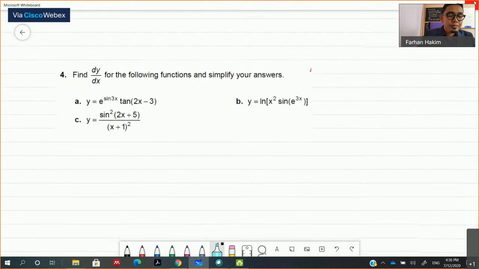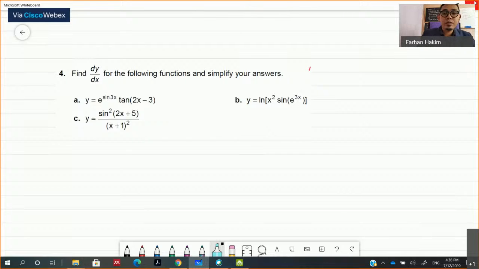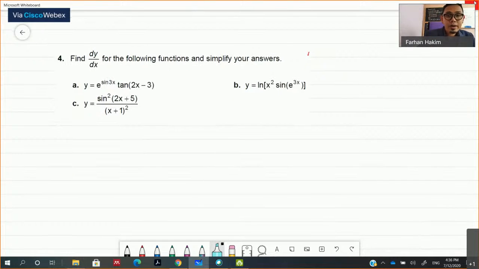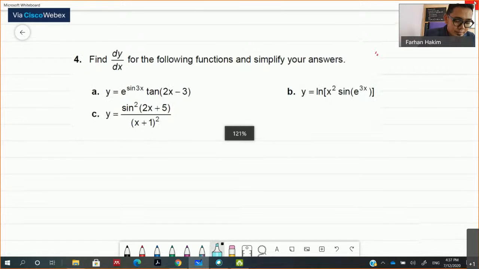Right, and then we have the techniques for differentiation of the trigonometric functions. So we have the differentiation of sine x, cos x, tangent x, secant x, cotangent x, and also cosecant x. And we have the differentiation for ln and also the exponential function. All right, so let's look at this question. We have this question number one.